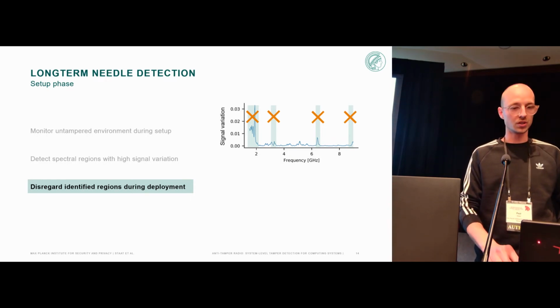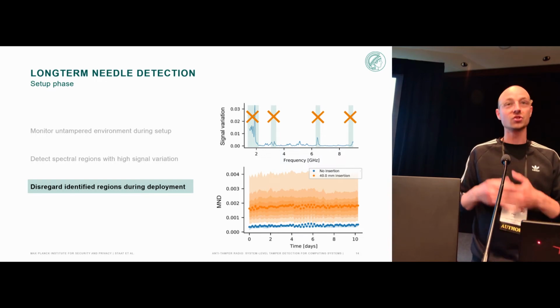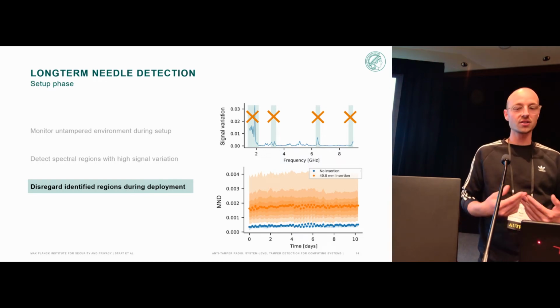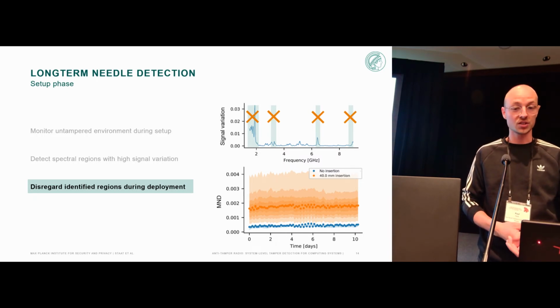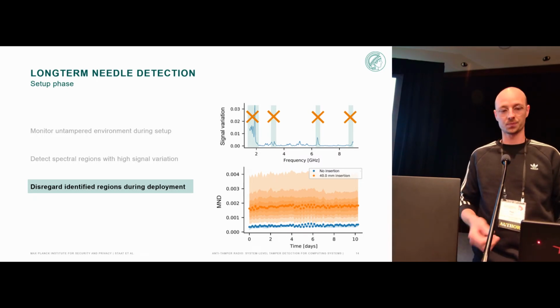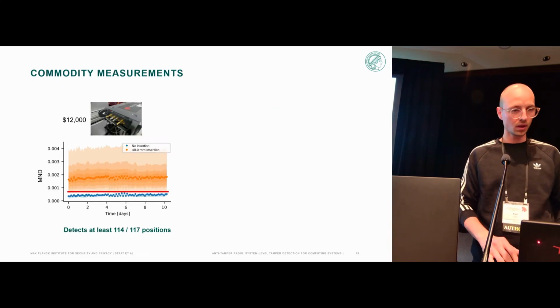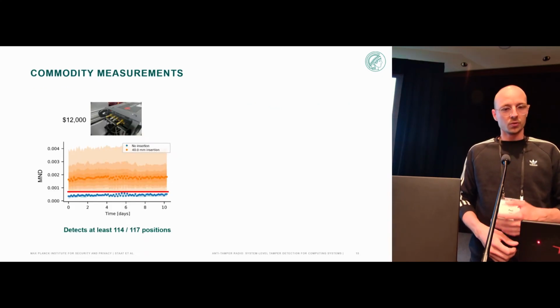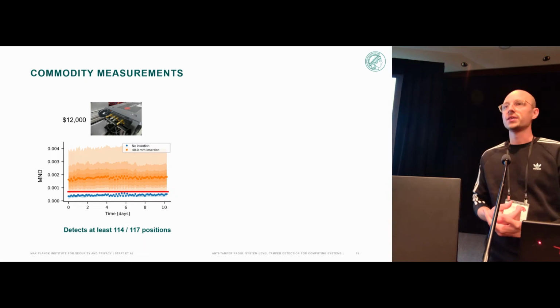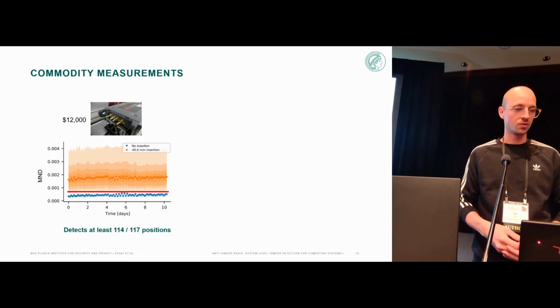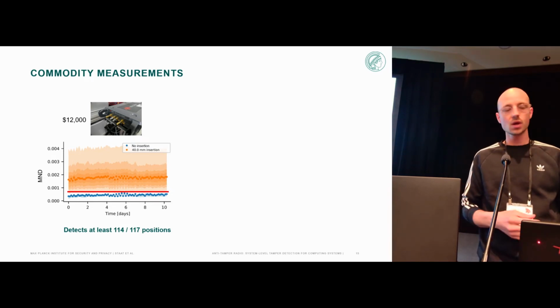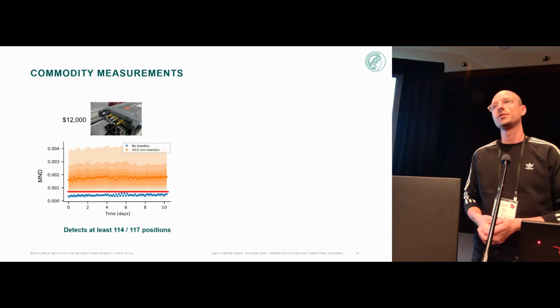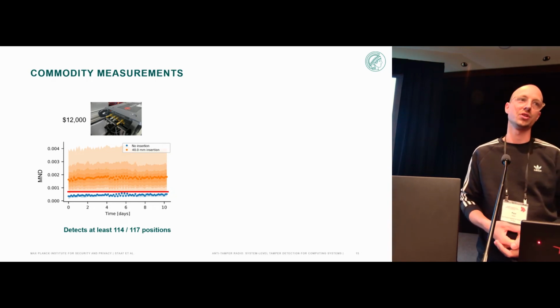By doing so, we can now see that the two classes, the untampered environment and the tampered environment with a needle insertion, are now very much distinguishable. This result was obtained with a rather expensive network analyzer, as I've mentioned before. When we again set the threshold to not yield any false positives, we arrive at detecting 114 out of 117 positions in the sensitive region. That's about 97%.